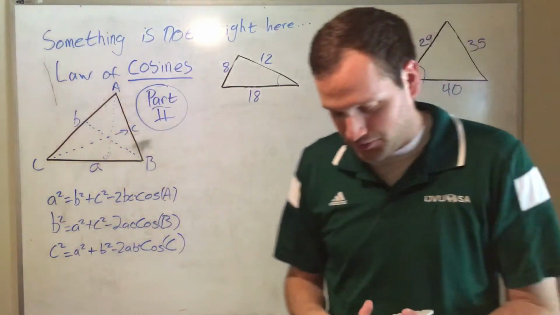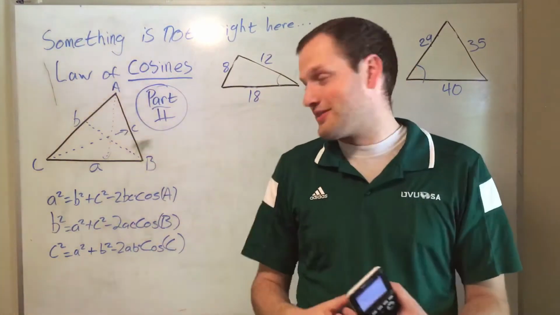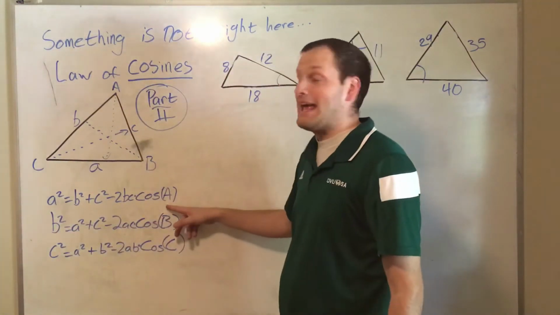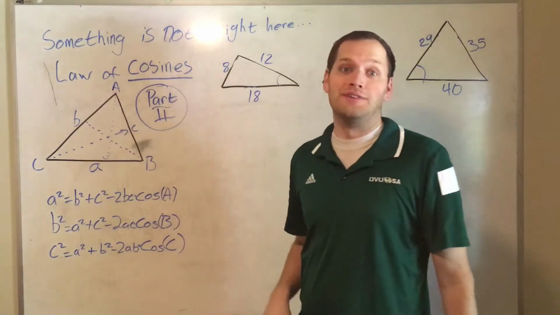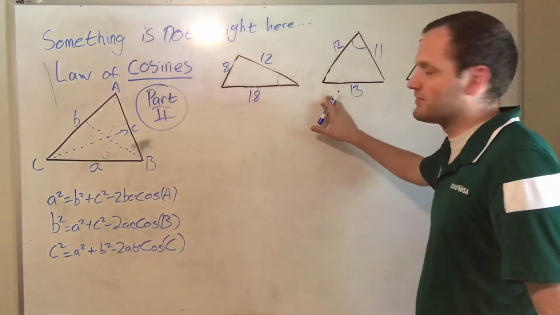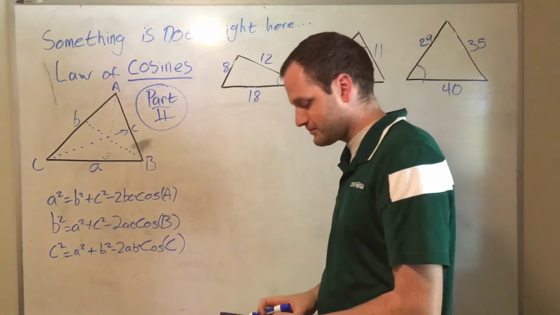Alright, so it's the same formula for the law of cosines, just we're going to be using it slightly different. Instead of trying to find a, b, or c, we are now trying to find A, B, or C instead. So let's look at this first triangle. I'm going to be doing these first two. I'll let you try the third one, and then I'll give you the answer to the third one.